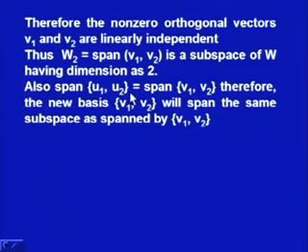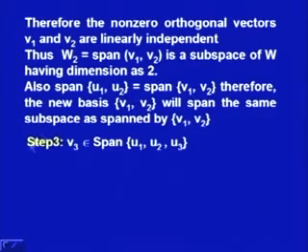Further, span of u1, u2 is the same as span of v1, v2. Therefore the new basis v1, v2 will span the same subspace as spanned by u1 and u2. So we have got two vectors. Now we try to extend this to three vectors. For this a similar procedure is applied.